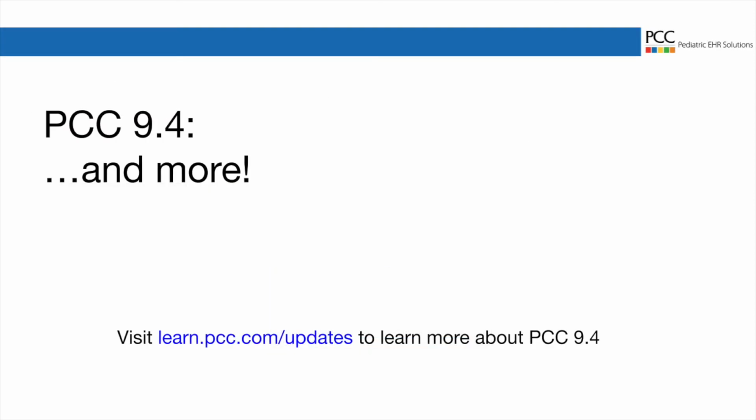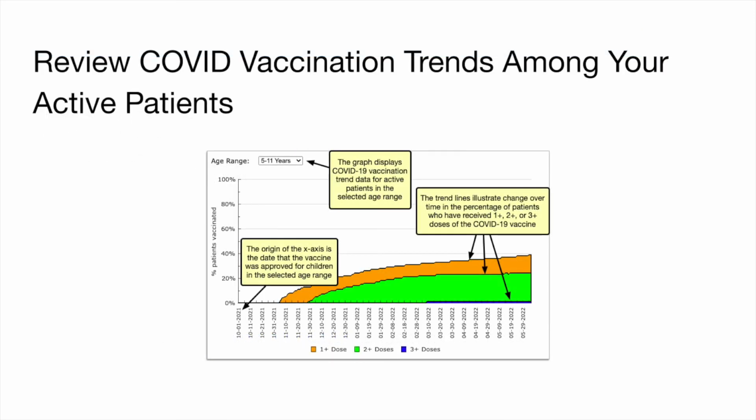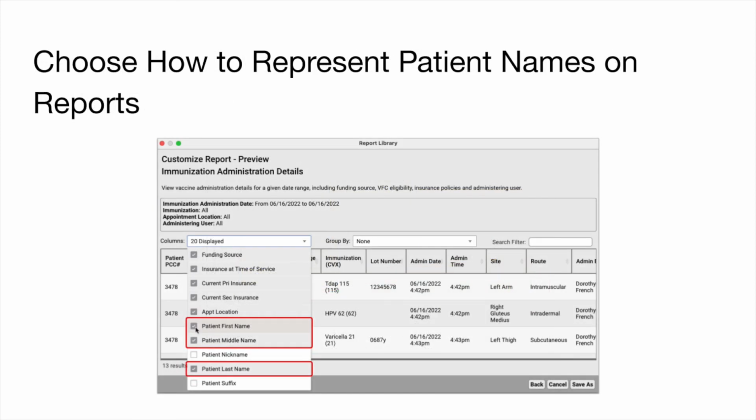Rounding out this quick summary of PCC 9.4's most notable improvements, go check out your practice's COVID-19 vaccination rates in the Practice Vitals dashboard. You can now configure exactly how patient names will appear on a custom report in the report library. This is important for certain kinds of reports that you need to export with first, middle, last, or similar.